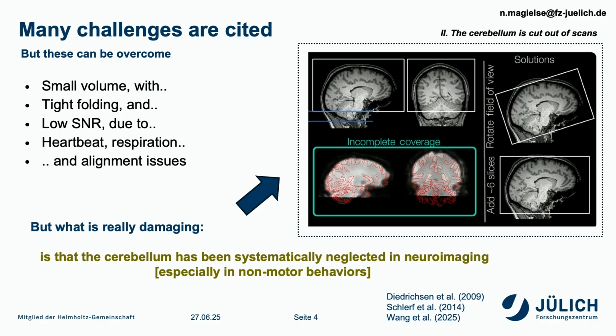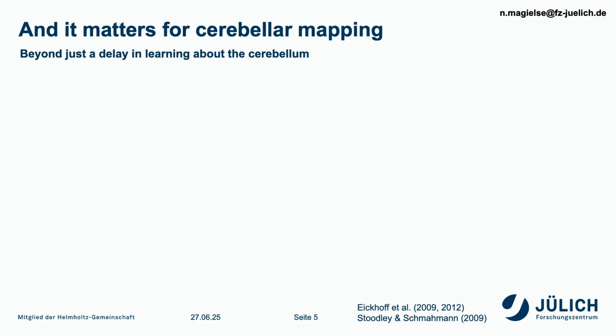Well, the solutions are there, right? You can rotate the scans, you can make them a bit bigger. These things are there, but people just don't do it. And this really does matter for cerebellum mapping, and that isn't just down to delaying what we learn about the cerebellum. This also introduces mistakes within what we know about the cerebellum.